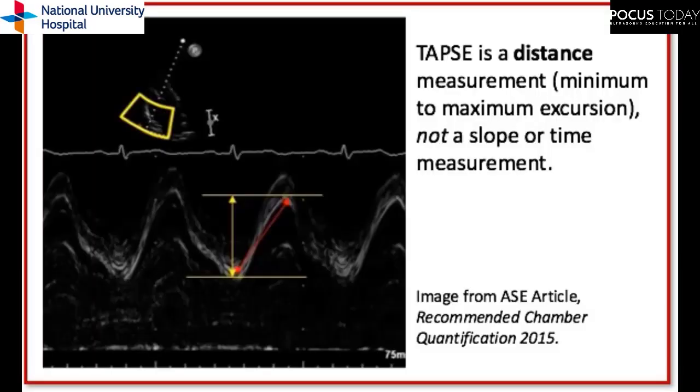When measuring TAPSE on M mode, we must remember that it is a distance measurement and not a slope or time measurement. The yellow arrow indicates the correct method of TAPSE measurement.